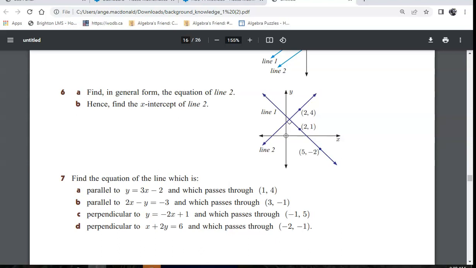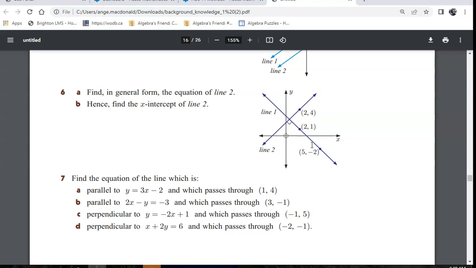Find in general form the equation of line 2. So who would like to take that over, please? If you can't explain it simply, you don't understand it well enough. It looks like I'm pointing at Hamish, but it's a sign behind you. Who was that? Albert Einstein.